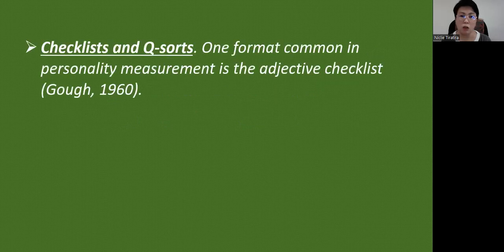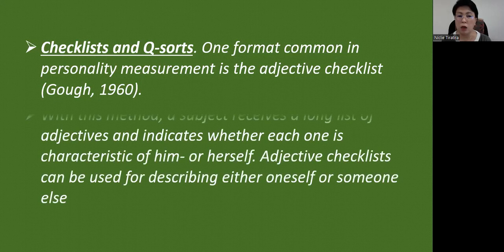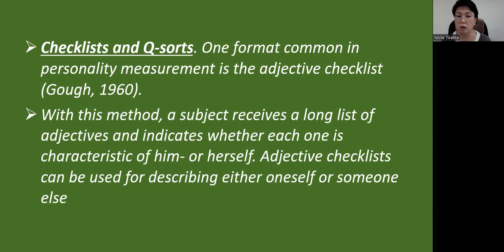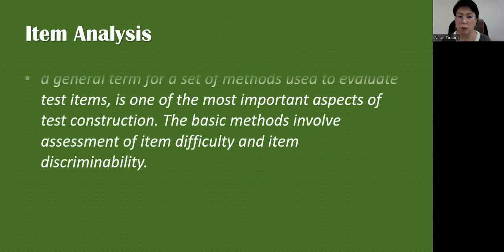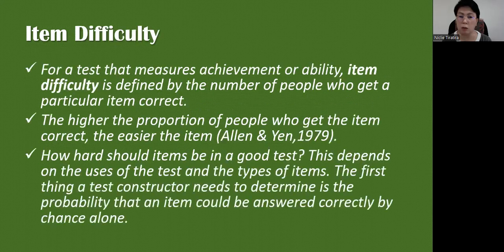Now, in checklists and Q-sorts, one format common in personality measurement is the adjective checklist. Here, a subject receives a long list of adjectives and indicates whether each one is a characteristic of him or herself. Now, the next topic would be item analysis. A general term for a set of methods used to evaluate test items, it is one of the most important aspects of test construction. The basic method involves assessment of item difficulty and item discriminability.